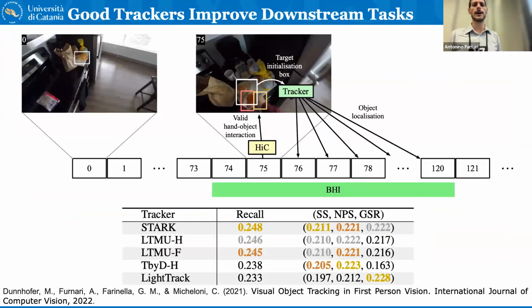And we also tested how good it is to use a tracker inside an egocentric vision pipeline. So in this case, the task was to understand user-object interaction, which is usually based on an object detector. And we tried to replace the object detector with a tracker. And we saw that better trackers lead to better performance. So this suggests that tracking is an interesting problem, which can be useful for downstream tasks as well.